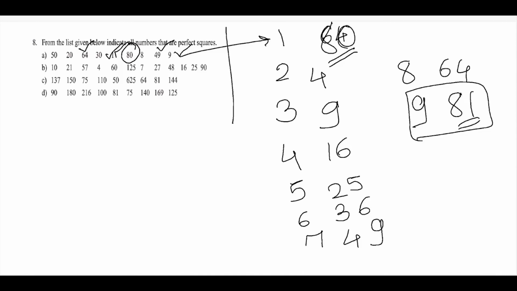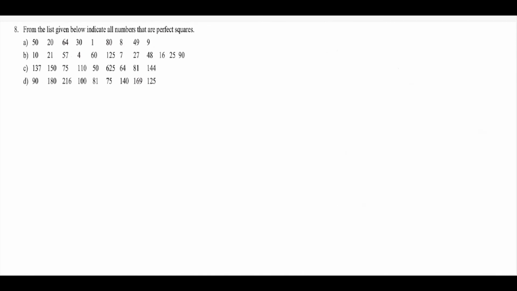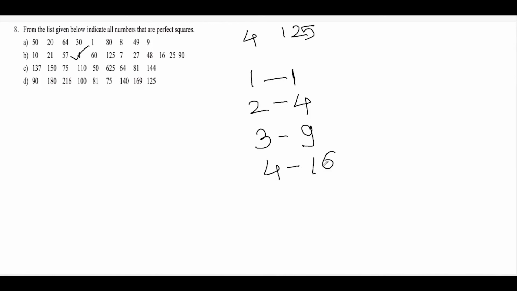Now let's see one more example. The minimum number is 4 and the maximum here is 125. So let's start from 1. You don't have to check. The square of 2 is 4. Okay, this is a perfect square. Then let's move forward. 3 square is 9, 4 square is 16. So we have 16. 5 square is 25. It's there.